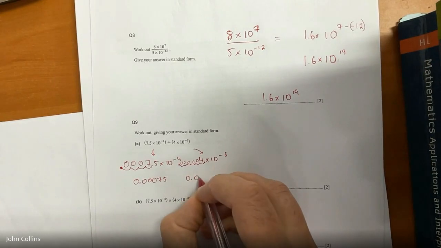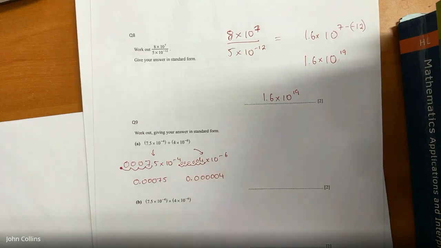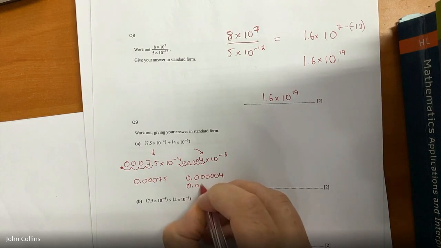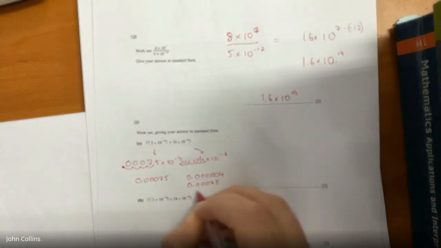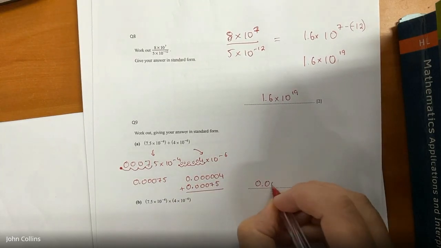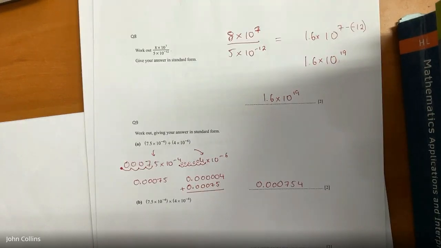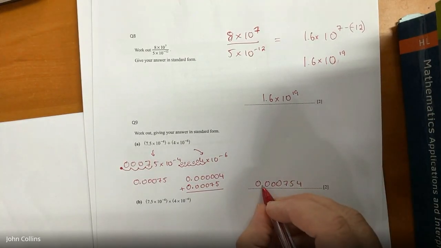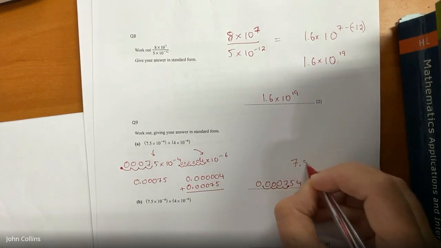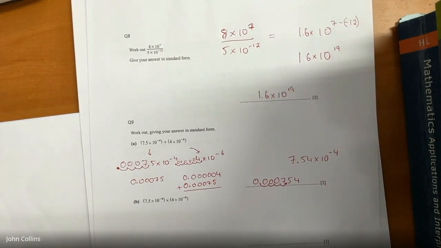So 0.000004. Okay. There's the two numbers I need to add. I can line the decimal points up and then add them, and I get 0.000754. Give your answers in standard form, which I haven't done yet. I got to move this decimal point back. 1, 2, 3, 4. So 4 spots. So 7.54 by 10 to the negative 4. 4 spots back.